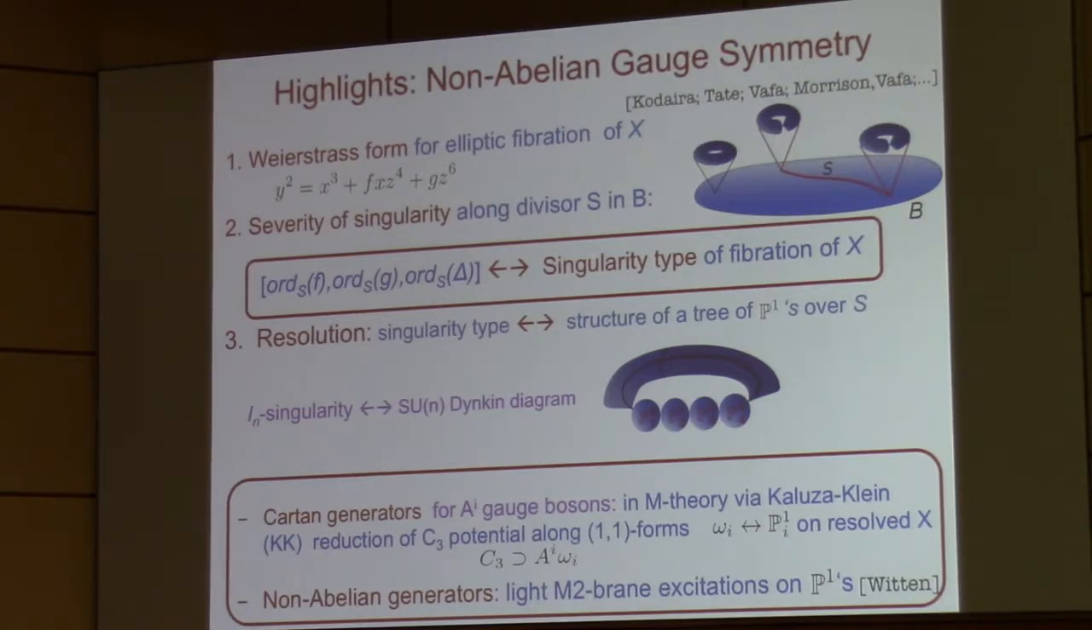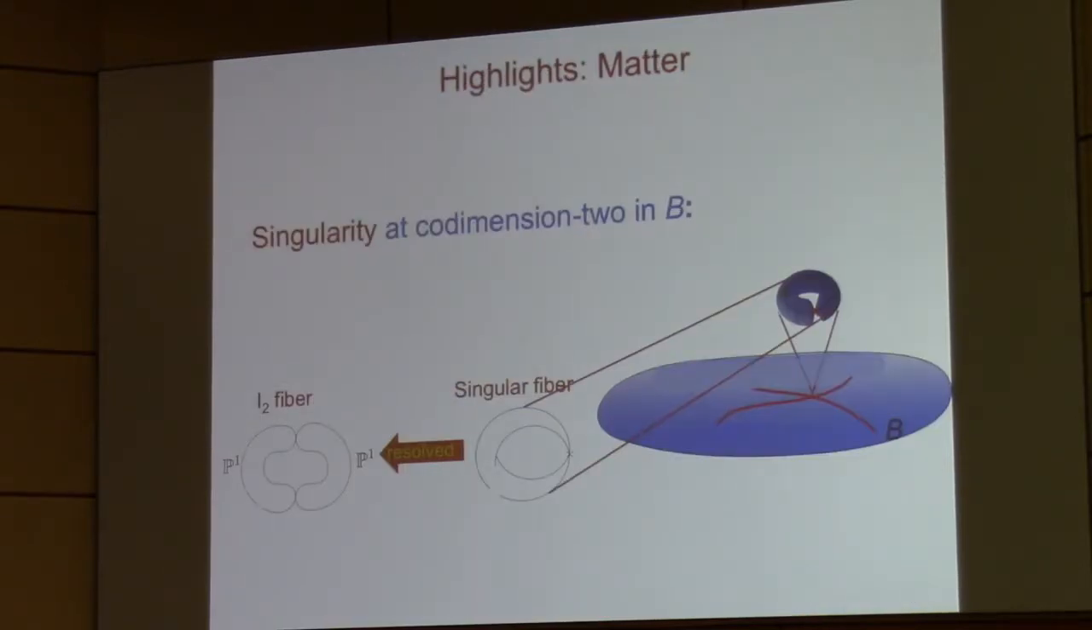Anyway, this would be the nature of gauge bosons, non-abelian gauge symmetries, but in these constructions, of course, we also get massless matter. And this massless matter appears when 2 divisors intersect at the base.